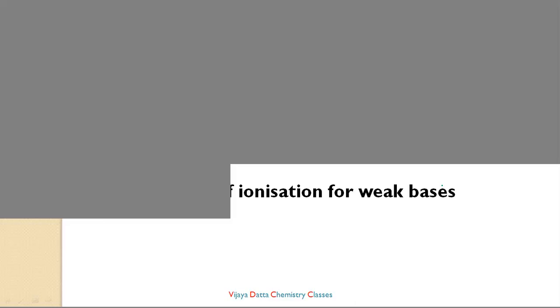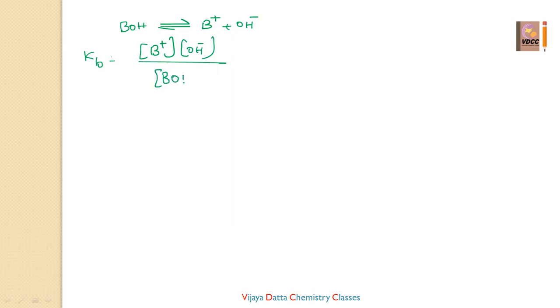So in the previous video we have done the degree of ionization for weak acids. Today we are going to look at the degree of ionization for weak bases. Here also the same phenomena will follow, because the base dissociation constant is represented with Kb. BOH dissociates into B plus and OH minus. While writing the base dissociation constant, we consider the product of the concentrations of the products divided by the concentration of the reactants.